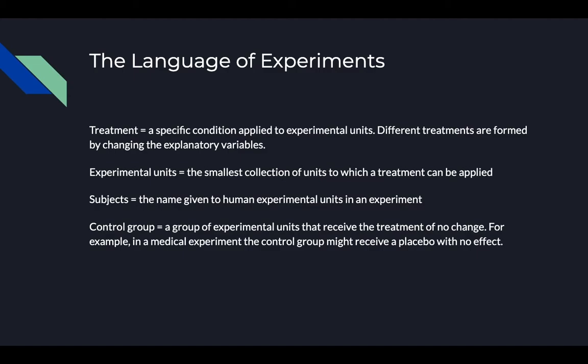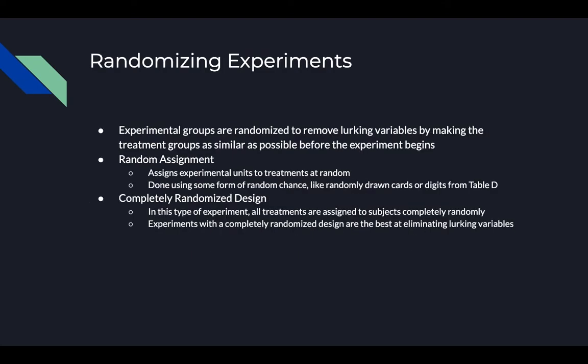A few more terms. Treatment, that's a specific condition you apply to each experimental unit. An experimental unit is the smallest collection of units that a treatment can be applied to. Subjects are what we call experimental units when they're humans. And a control group is a group of experimental units that receives a treatment of no change. For example, in a medical experiment, they're given a placebo. This is important for us to compare groups given specific treatments to.